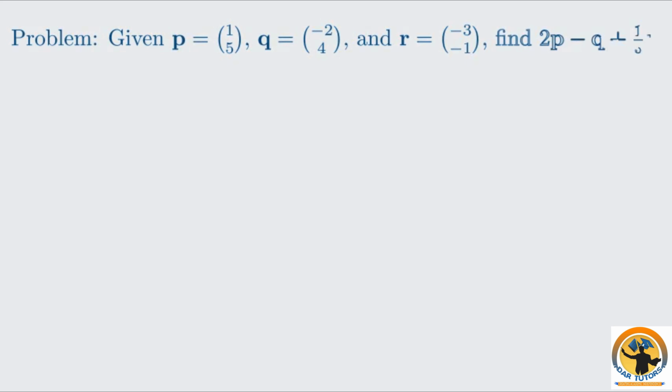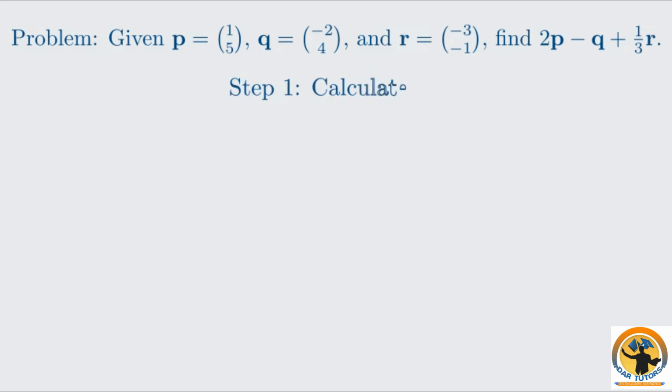Often, you'll need to combine these operations in a single problem. Let's work through a more complex example. We are given 3 vectors, p equals 1, 5, q equals minus 2, 4, and r equals minus 3, minus 1. We need to find the vector 2p minus q plus 1/3 r. We'll solve this step by step, following the order of operations.